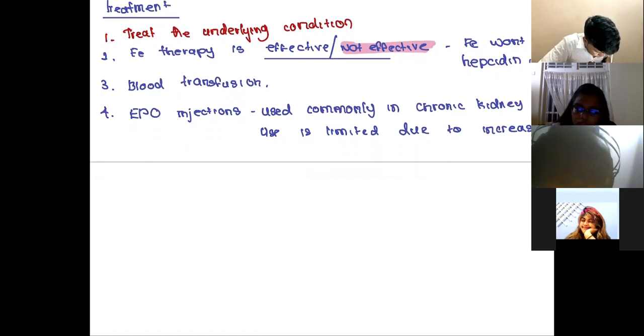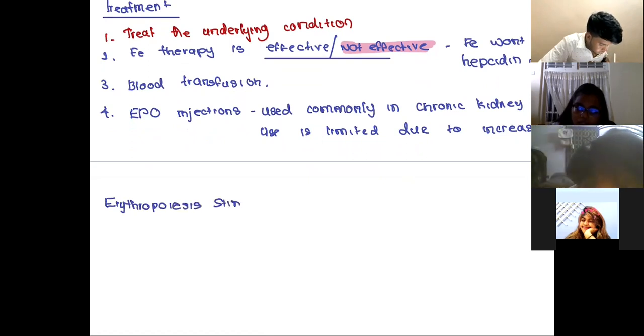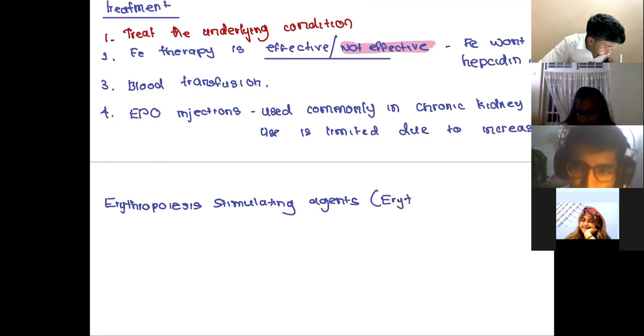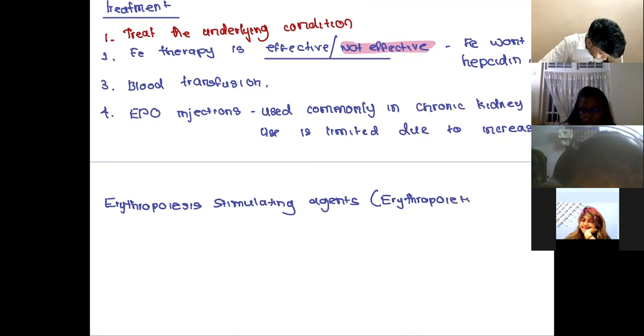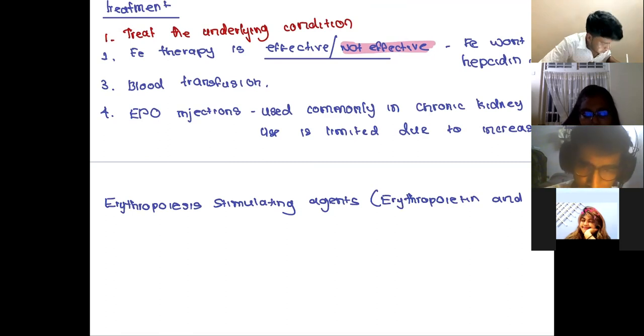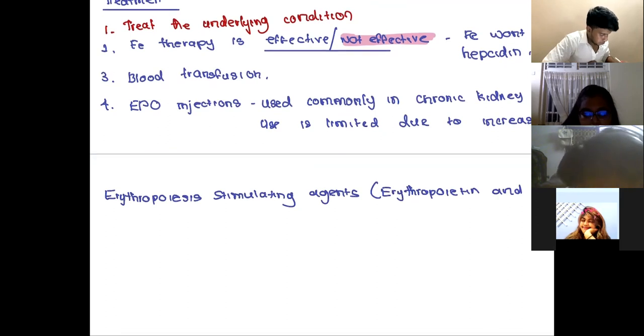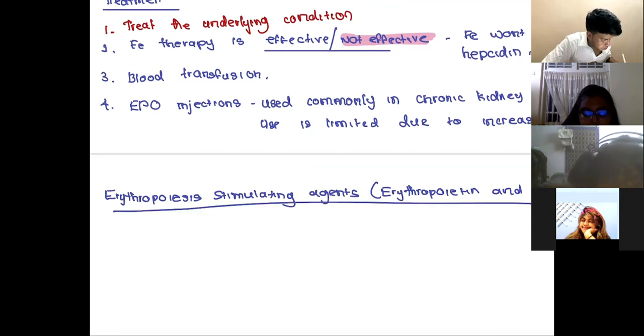Okay, let's go into erythropoiesis stimulating agents. The examples are erythropoietin, and just pronounce it your way. So dapepoetin. These are the commonly used ones.